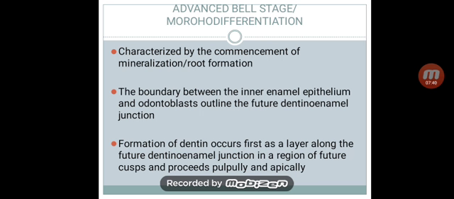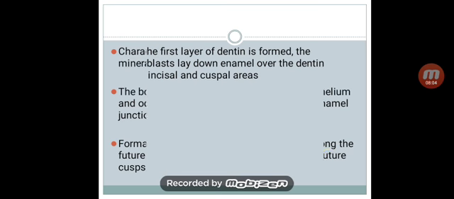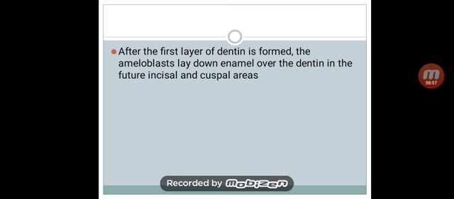Advanced bell stage is characterized by the commencement of mineralization and root formation. The boundary between the inner enamel epithelium and odontoblasts outlines the future dentino-enamel junction. Formation of dentin occurs first as a layer along the future dentino-enamel junction in the region of future cusps and proceeds pulpally and apically. After the first layer of dentin is formed, the ameloblasts lay down enamel over the dentin in the future incisal and cuspal areas.